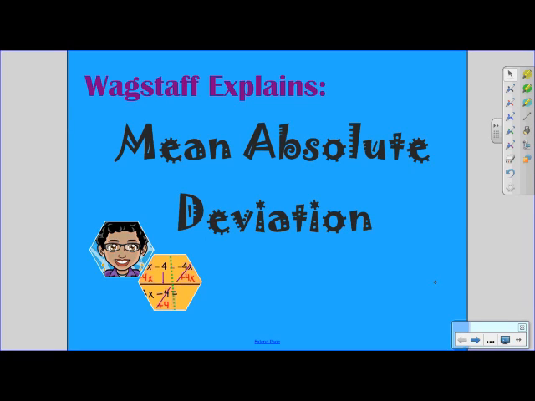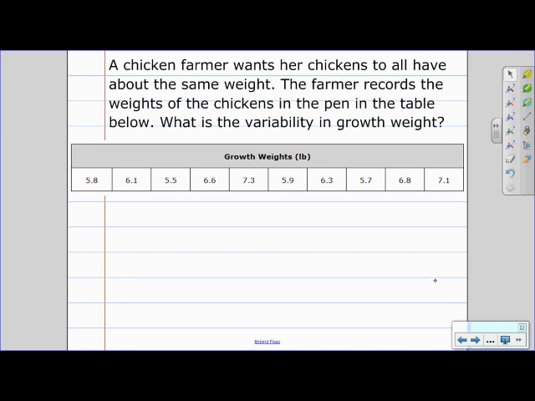Today's topic, mean absolute deviation. Let's take a look at our question. A chicken farmer wants her chickens to all have about the same weight. The farmer records the weights of the chickens in the pen in the table below. What is the variability in growth weight?